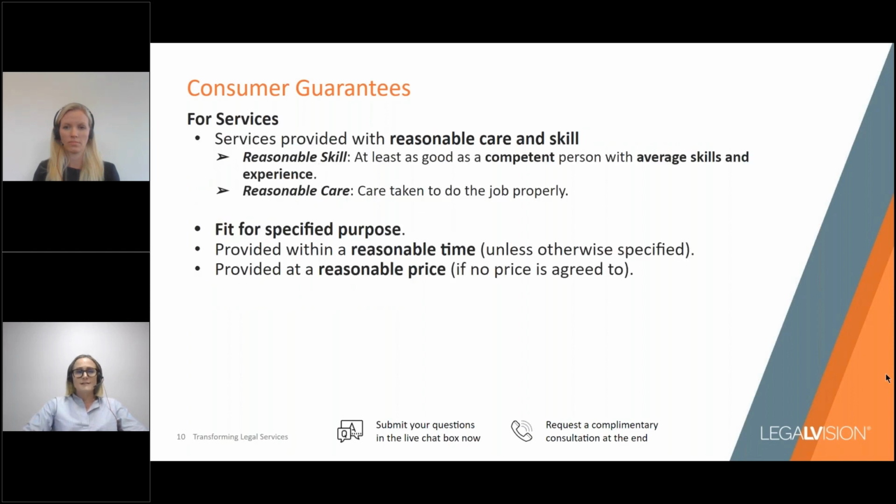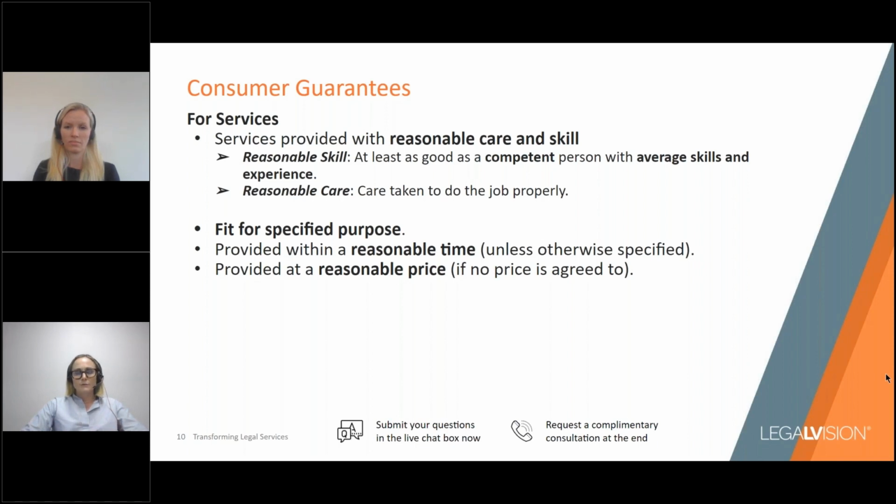For services, a supplier of services must guarantee the following: that the services are provided with reasonable care and skill, are fit for any specified purpose, are supplied within a reasonable time if no specific time is noted, and are supplied at a reasonable price if no price has been agreed. This has some sort of ancillary promises attached to it.